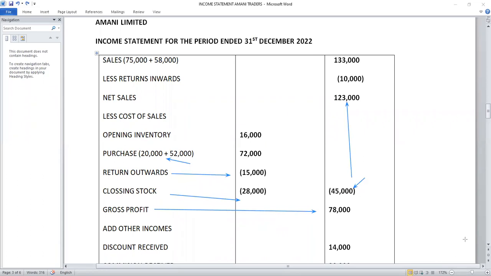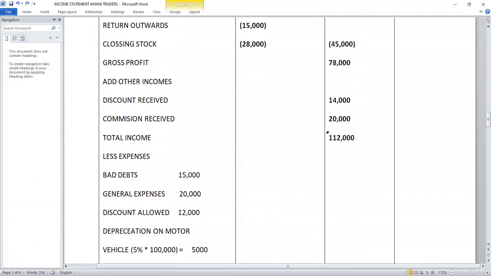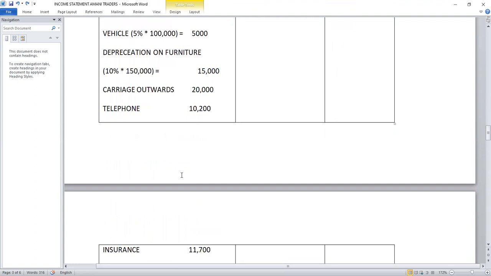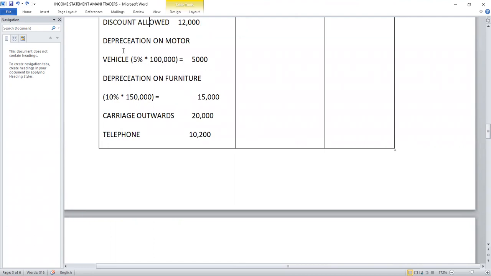So from this gross profit, we are going to add the other income that we have in the equation. This income includes, we had two of them, the discount received and commission received of 14 and 20. So from this one, you are going to less the expenses that we have. Remember, we had a bad debt, the general expenses, discount allowed. Then we had depreciation on motor vehicle, which was 10% of 150 coming to 15,000. The one for motor vehicle was 5% of 100, that comes to 5,000.